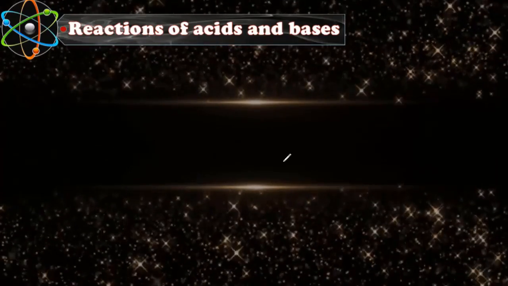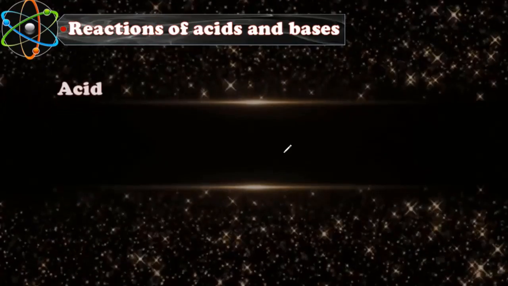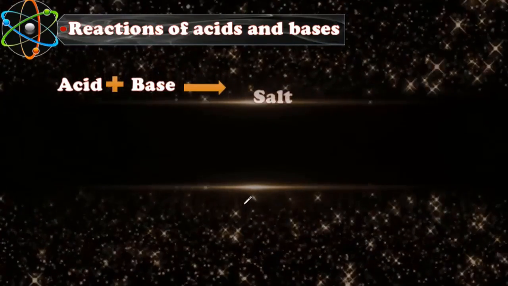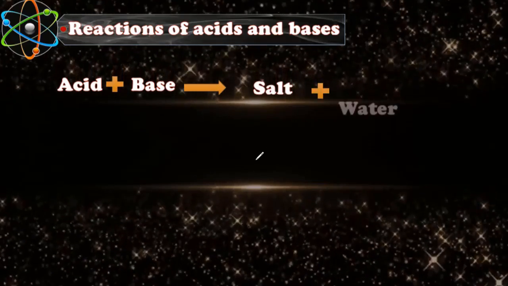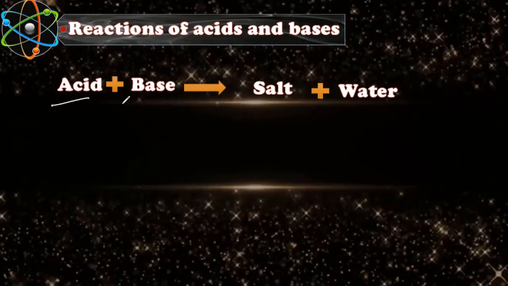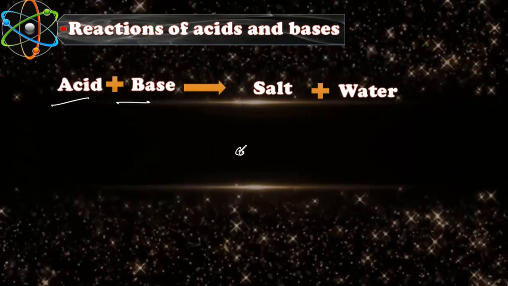In this video, we are going to look at reactions of acids and bases. Here, the first reaction is acid plus base yields salt plus water. This we call a neutralization reaction. If we have an acid and a base, if they react together, they will cancel the effect of each other.